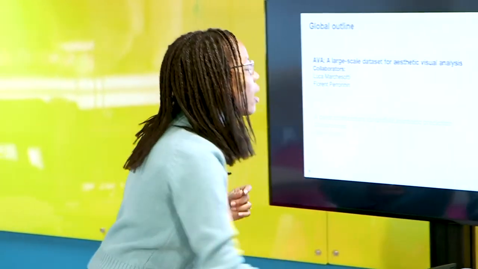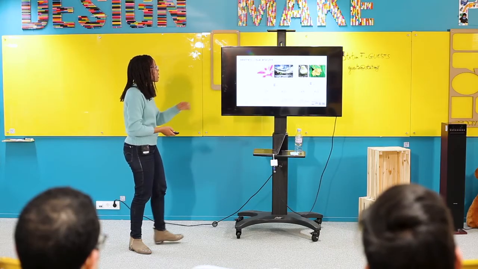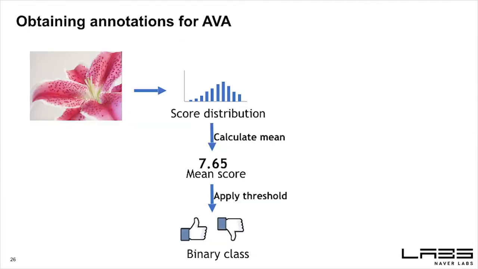So that was sort of an overview of the data set so that you have a sense of the type of data we collected. Now let me talk a bit about how we use this data in one particular application. Here in particular, we're going to learn a deep architecture for aesthetic prediction, and we're going to use this data set. As I showed before, these are the types of tasks we want to solve for aesthetic visual analysis. And let me describe to you how we get the annotations for each of these tasks, okay?